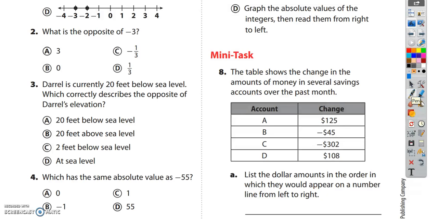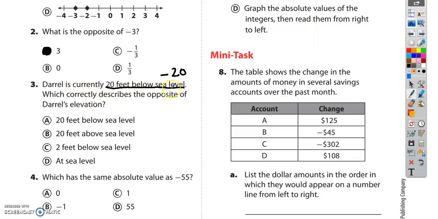Definition of an opposite is the number that is the same distance from 0 on a number line. The same distance from 0 as -3 is going to be +3. The answer is A. Question number 3, Daryl is currently 20 feet below sea level, so he's currently at -20.